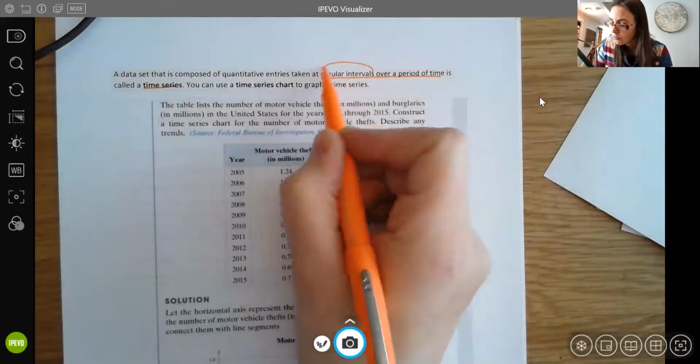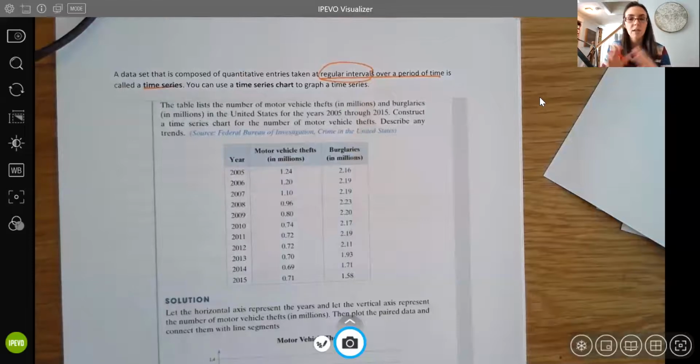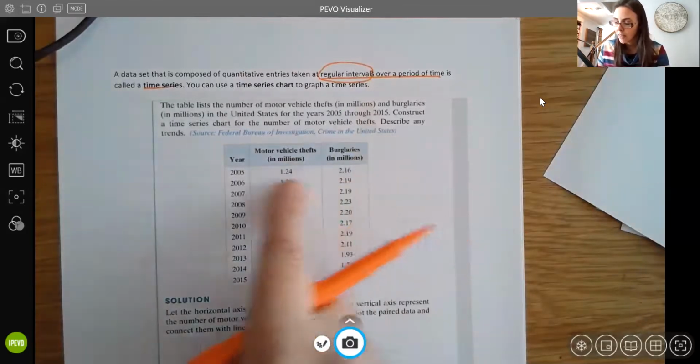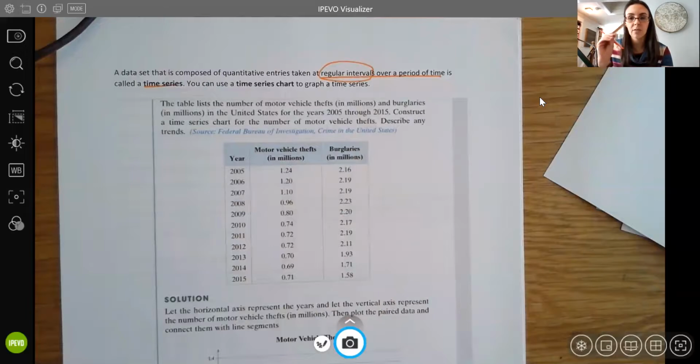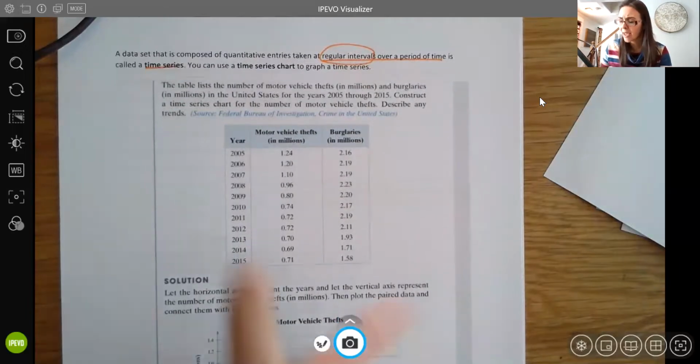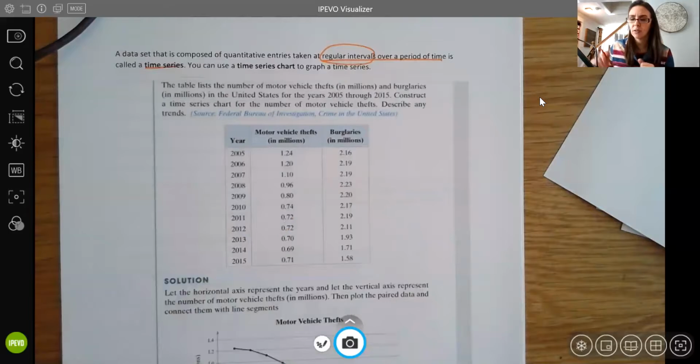And it should be at regular intervals, so not sporadic. Notice here that our data is for each year. So we have a data point for each year. It's very regular, a yearly interval. If we had data that was like 2005, then 2009, then 2011, and so on, we can still use it. So we do our best to be regular. We'd still use it, but it's not as good as having regular intervals.